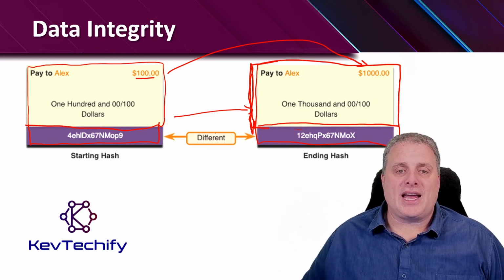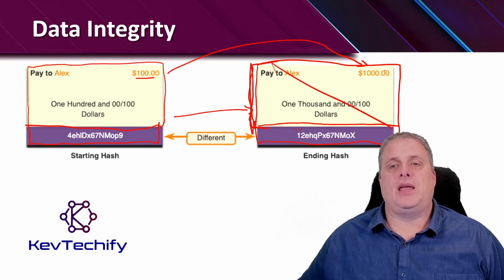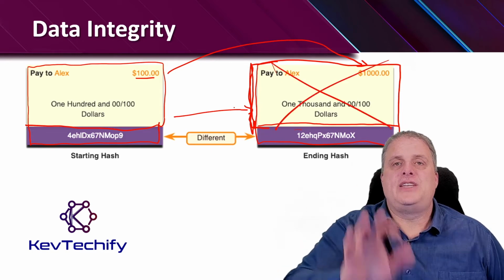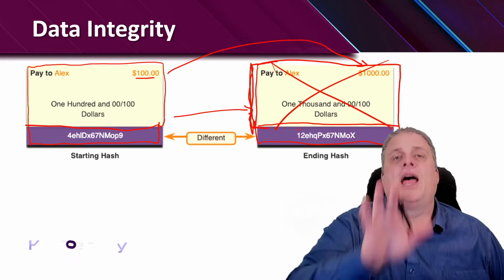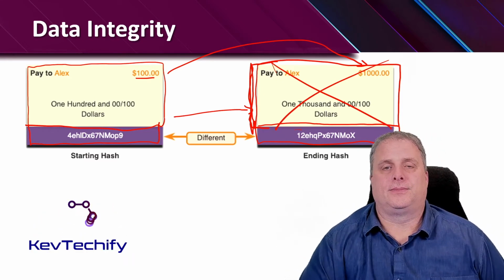We have a different hash. We are not going to make this payment happen. We're going to go ahead and deny. Your data has changed. The integrity has been compromised.